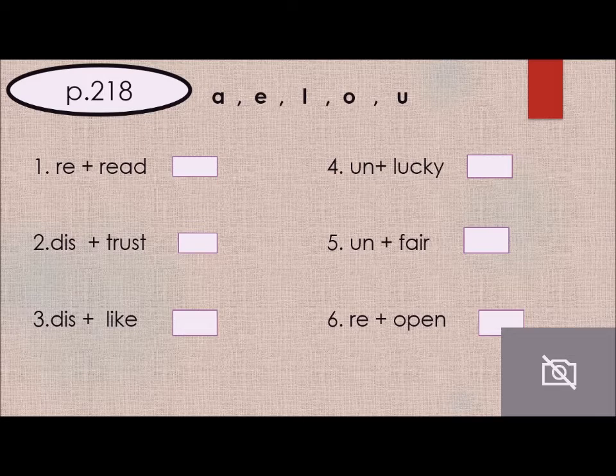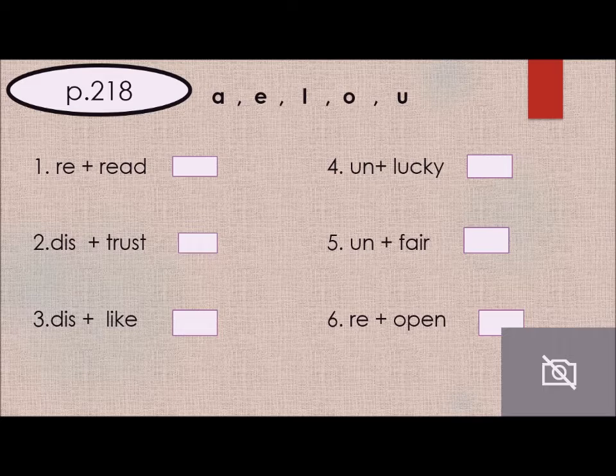Before we make a revision, what are the vowels? They are A, E, I, O, and U. Whenever we are hearing the sound of a vowel, that means you are finding a syllable.